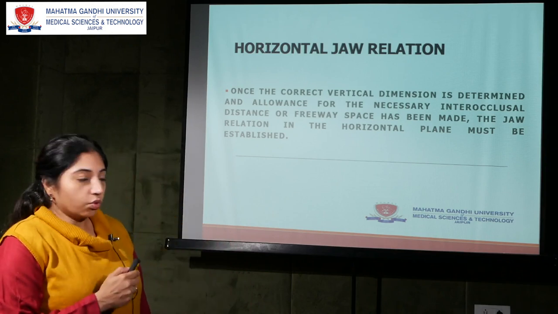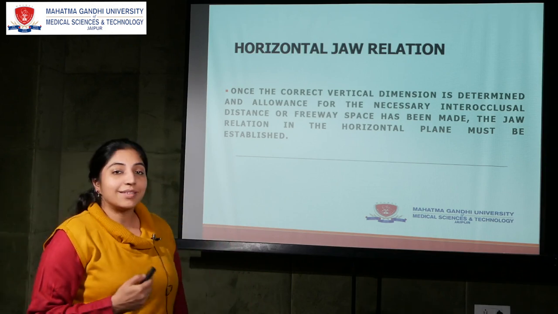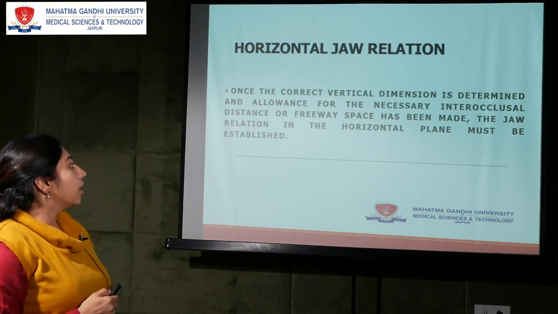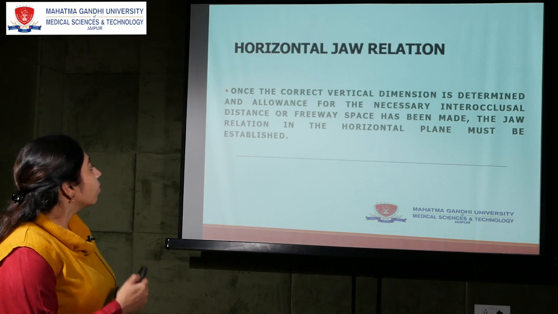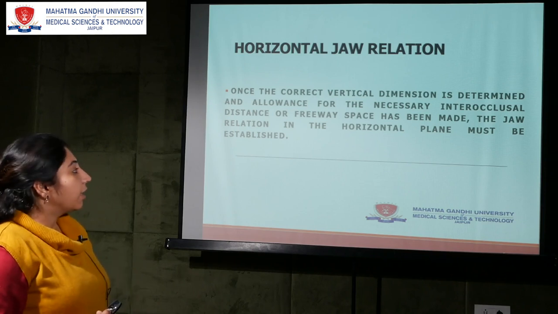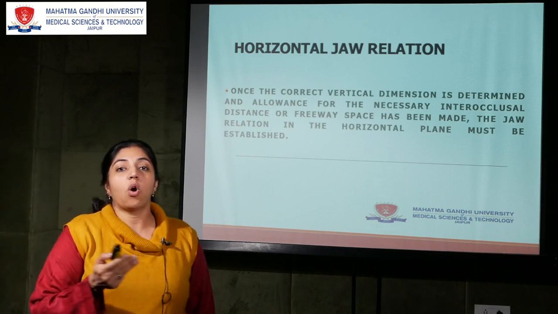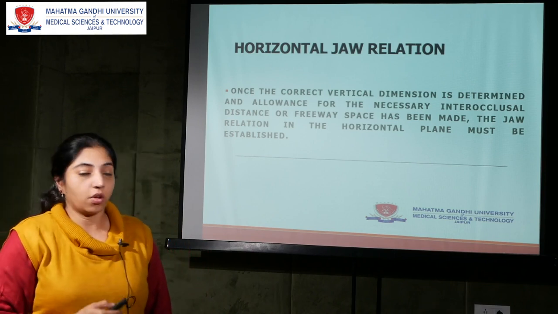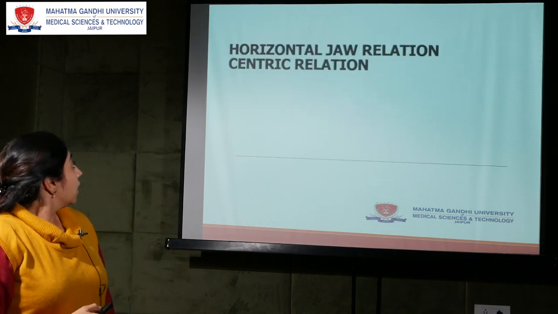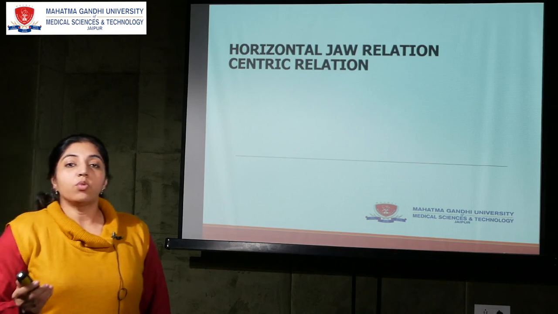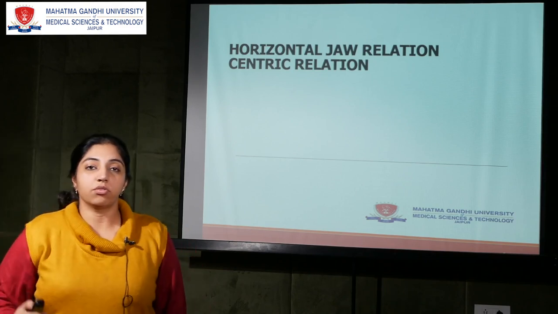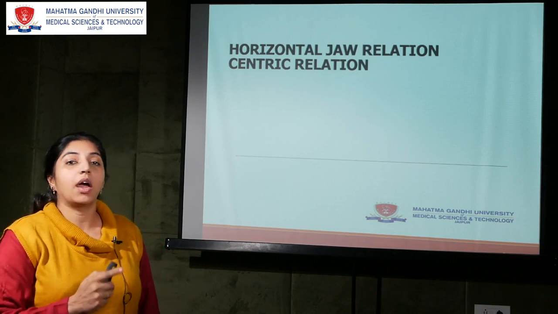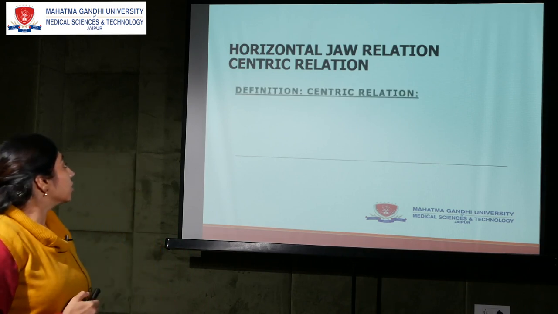So let me just go through the definition of what exists in our literature. Once you have established the correct vertical dimension, now is the step to determine the jaw relation in the horizontal plane, and that is what we understand as the horizontal jaw relations. In this, we have two parts. You have centric and we have eccentric. So today we will be discussing centric relations, which is a part of horizontal jaw relations.